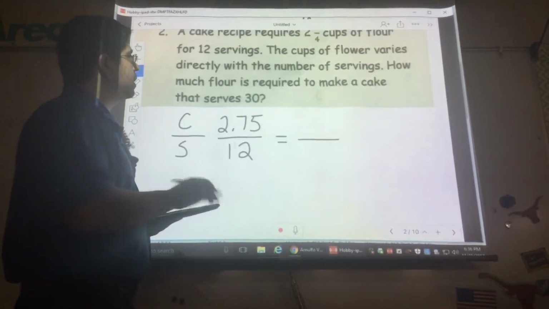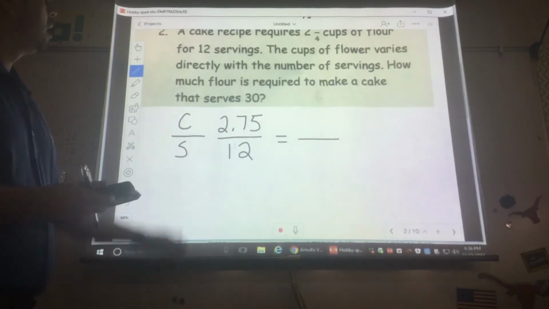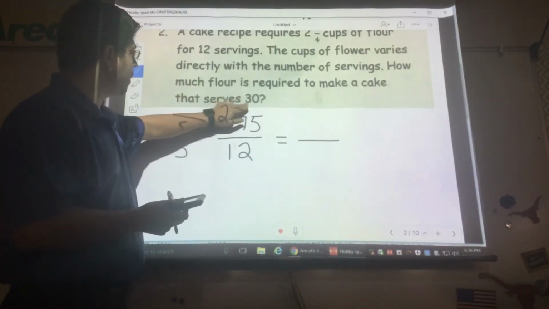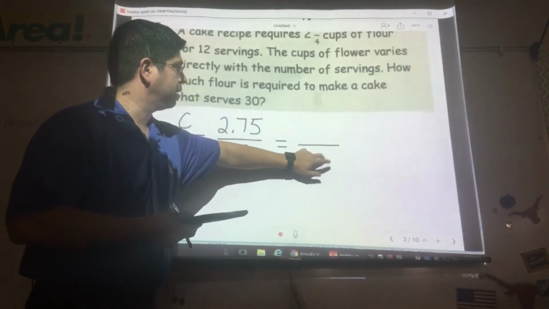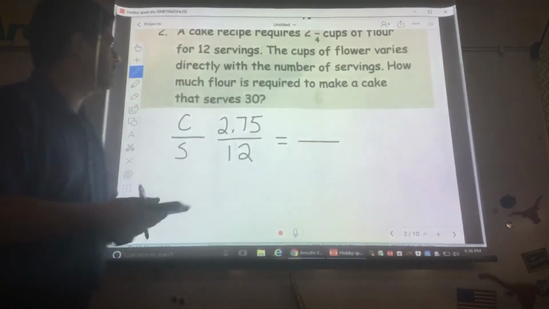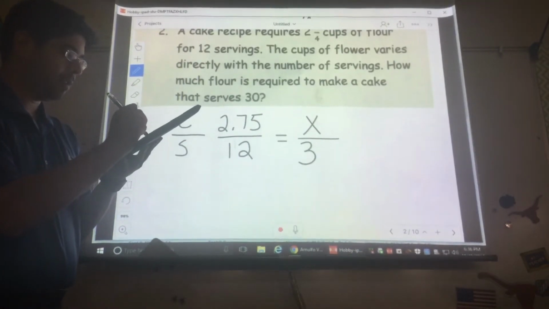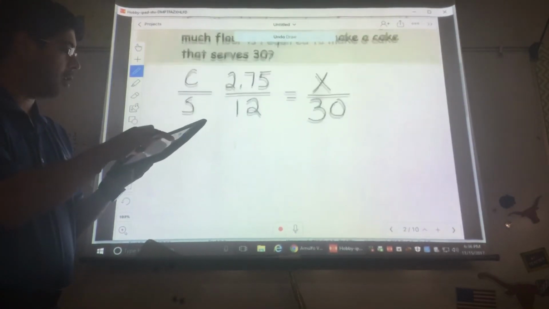Now let's look at my question and see what we had put on the second ratio to make this proportion complete. How much flour is required to make a cake that serves 30? So if we're serving 30, that goes with the servings here on the bottom. So 30 is going to go here. X is going to be the cups of flour we're trying to find out. So X and 30. Alright, so now we have our proportion.